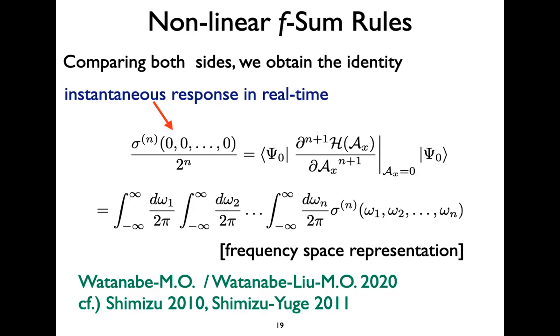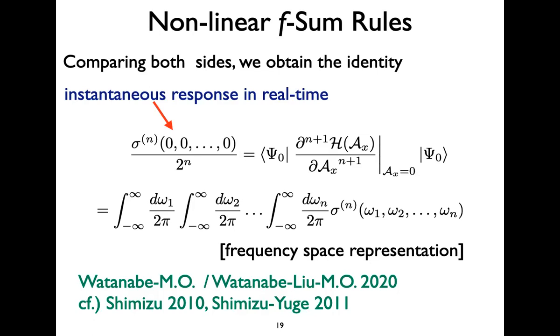So this is a formula, but what is the instantaneous response in real time in frequency space? You just consider the nonlinear conductivity as a function of n frequencies, and if you integrate over all the frequencies, then you can recover the instantaneous response in real time.